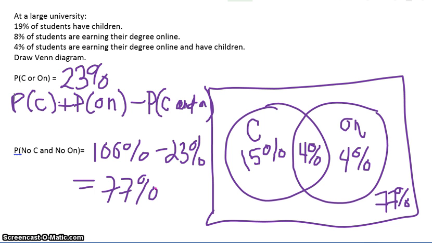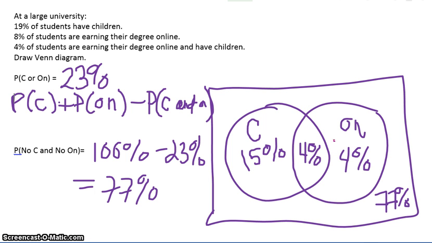We can see that using the Venn diagram can be really easy to find any probabilities. Suppose I wanted to find the probability of randomly selecting an online student that did not have children. That would simply be 4%. Suppose I wanted to find the probability of students that did not have children. That would be 4% plus 77%, everything that's outside the children circle.